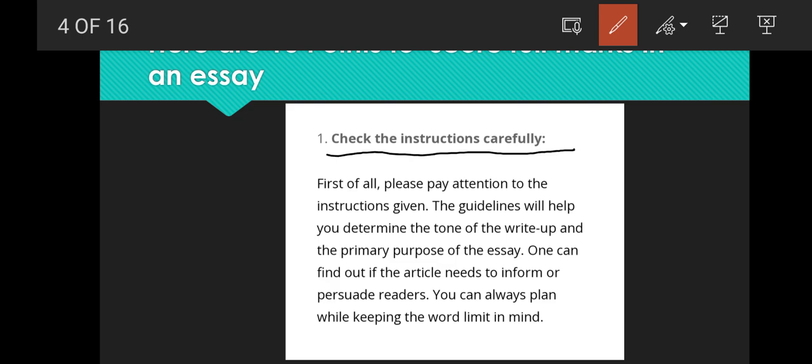As I told you, always plan the composition while keeping the word limit in mind. The word limit is 450 words. So you have to keep that word limit in your mind and try to finish your first composition question within 45 minutes. Do not give more than 45 minutes to your composition. You have to write in 400 to 450 words.